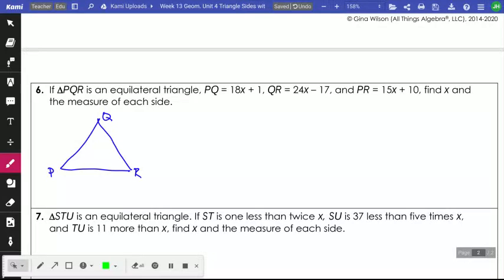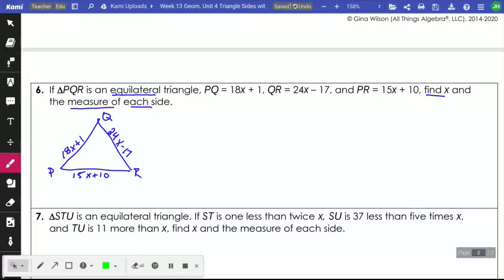Okay, so I have triangle PQR here, and I'm going to label the information they've given me. So PQ is 18x plus 1, reading the directions. QR is 24x minus 17, and PR is 15x plus 10. Okay, and again, it's an equilateral triangle. We are going to find x and the measure of each side. So we're going to have multiple things.